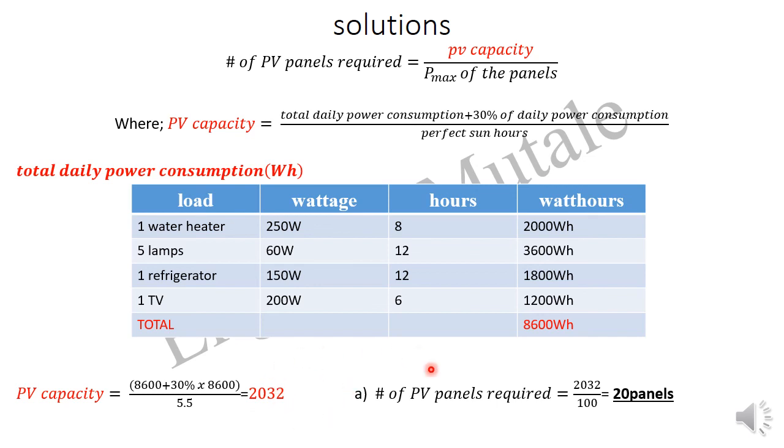Okay, so for us to determine the number of panels, it will basically be PV capacity, which is this 2032, and then you divide by the maximum power of the panels. So for the A part of the question, they said we use 100 watt panels, so you put 100 there. When you divide that, you are going to get approximately 20 panels. You can try the B part of the question by dividing by 200. In the next presentation we are going to look at battery sizing.